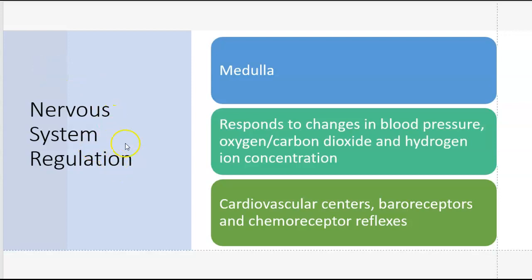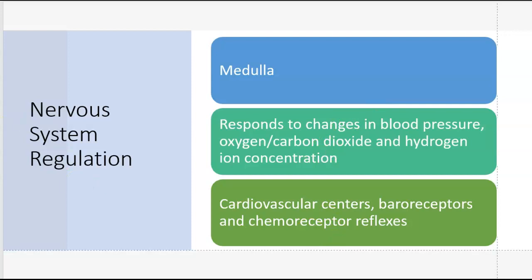The nervous system regulation is going to involve groups of neurons that are found in the medulla, and their job is to respond to changes in blood pressure, also changes in oxygen and carbon dioxide concentration, and also the concentration of hydrogen ions. These are going to include three main centers: the cardiovascular centers, the baroreceptors, and then the chemoreceptor reflexes.